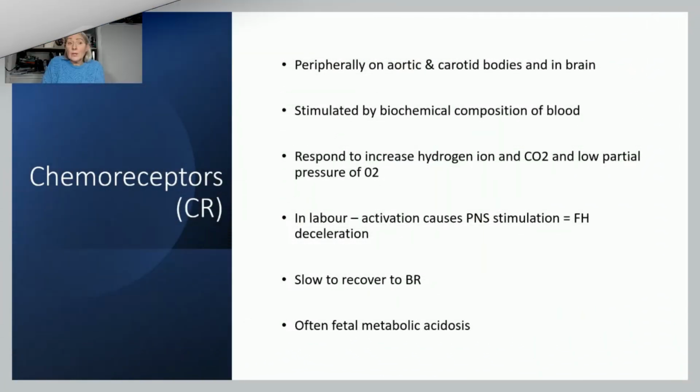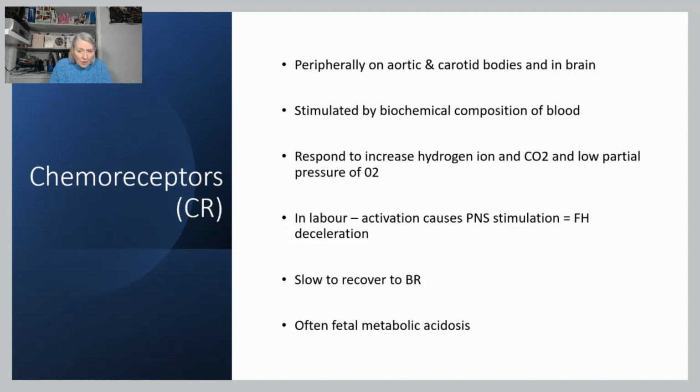variability. Right, so chemoreceptors, on the other hand, you'll find these peripherally on the aortic and carotid bodies and in the brain. And they are stimulated by the biochemical composition of the blood. So they actually respond to increased hydrogen ions, increased carbon dioxide, and low partial pressure of oxygen. So in labour, when these chemoreceptors are activated, it causes the parasympathetic nervous system to be stimulated, which will then result in a fetal heart rate deceleration, which you'll see on the CTG.